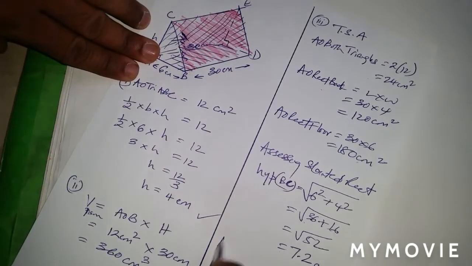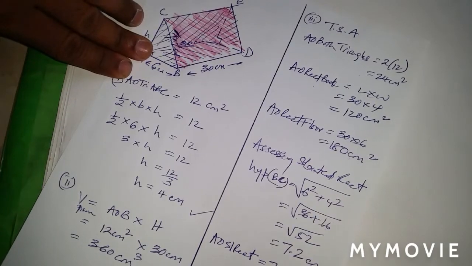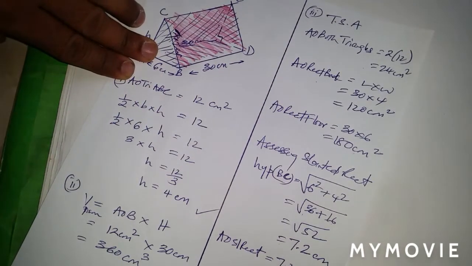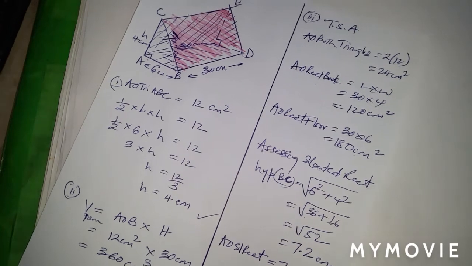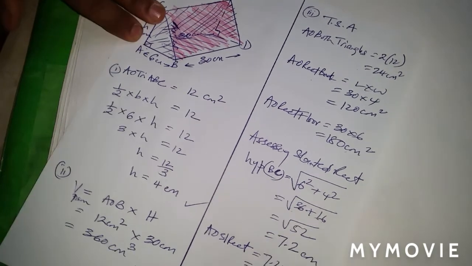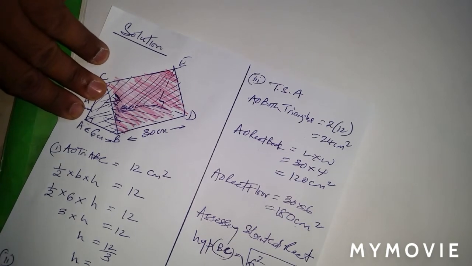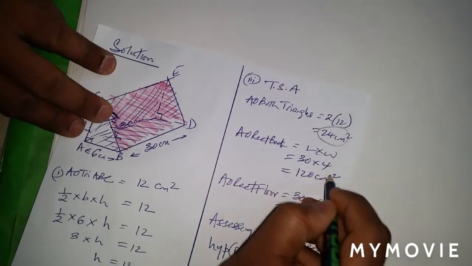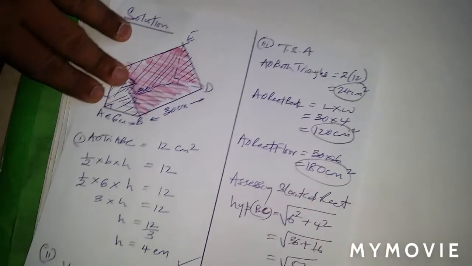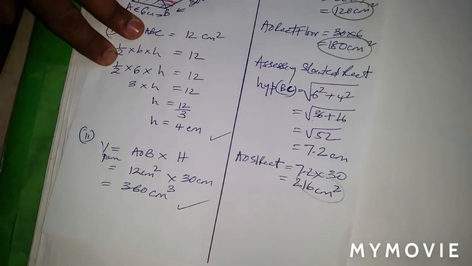So for the rectangle, the area of the slanted rectangle equals 7.2 times 30. That will give us 216 centimeters squared. So what do we have now? Quickly, we have the area of the 2 triangles. We have the area of the rectangle at the back. We have the area of the rectangle on the floor. And finally, we have the area of the slanted rectangle.